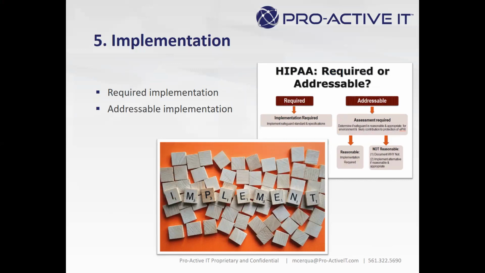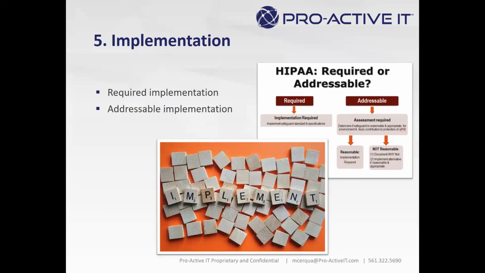For an addressable implementation specification, this doesn't mean optional. What this means is that the covered entity must perform an assessment to determine whether the specification is reasonable and appropriate to the covered entity's working environment. Once you've performed that assessment, the covered entity or the business associate is going to decide if it will implement the solution, if it will implement an equivalent or alternative solution, or if it will not implement the solution. If the measures aren't reasonable and appropriate within the network environment, a covered entity or the business associate may choose not to implement that solution.